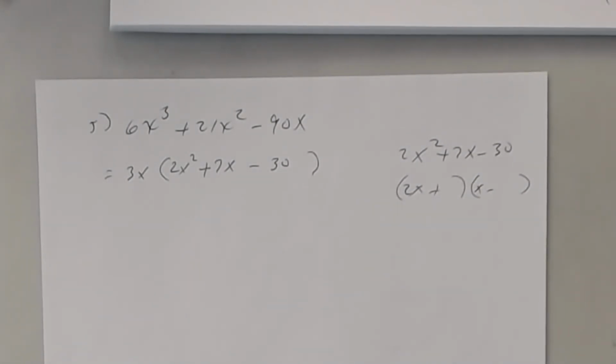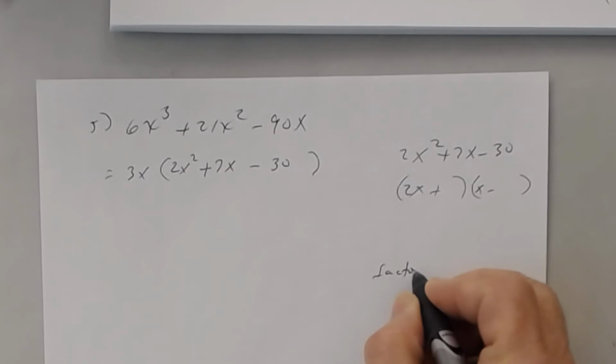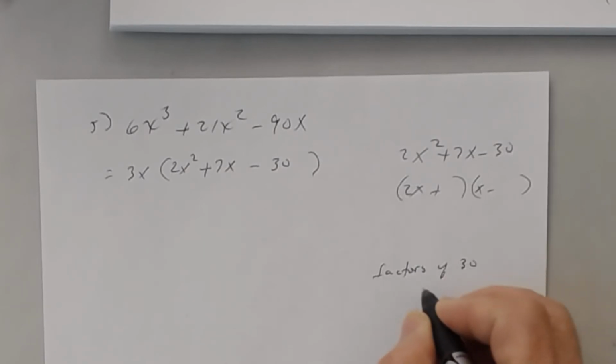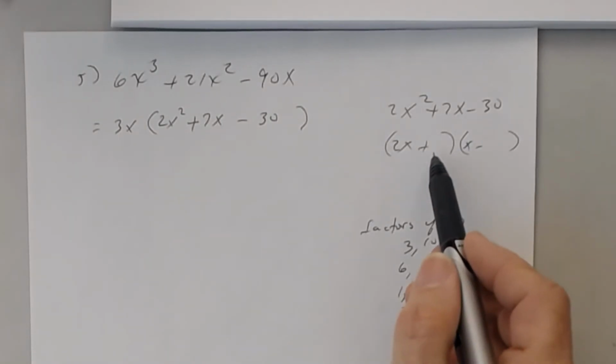All right, let's talk about 30. What are the factors of 30? Let me just write it down. Factors of 30: 3 and 10, 6 and 5, 1 and 30, 2 and 15. That's about it, right? All right, what do you want to try? 3 and 10? Okay, let's try 3 and 10. I'm going to ask you this: 10 goes in the first one? Are you going to put 10 in the first one?